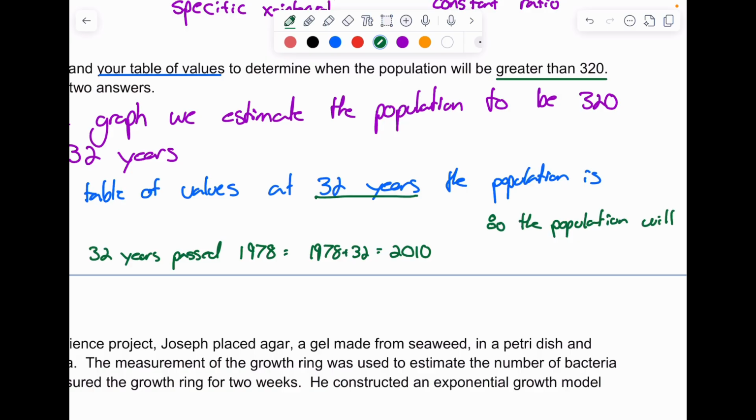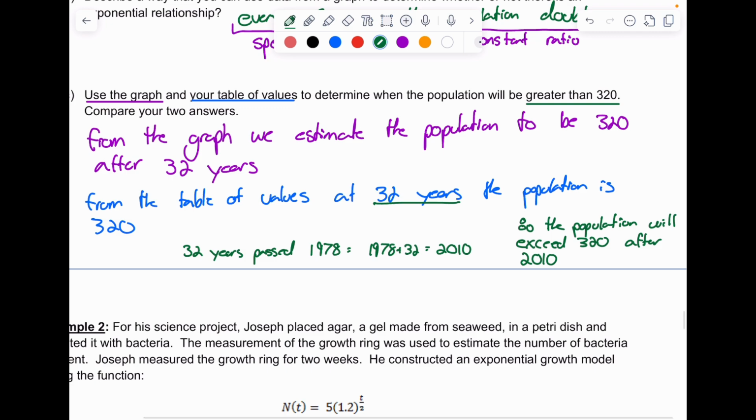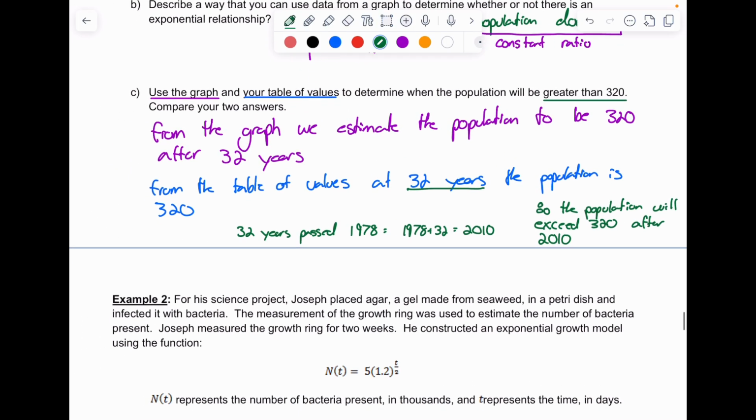will exceed 320, okay, after 2010. Because in 2010, it is 320. So from the table of values, at 32 years, the population is 320. So if we want to know when it will be greater than it, well, it just needs to be past that time. So that's why it's after 2010. Okay, so let's look at example 2.